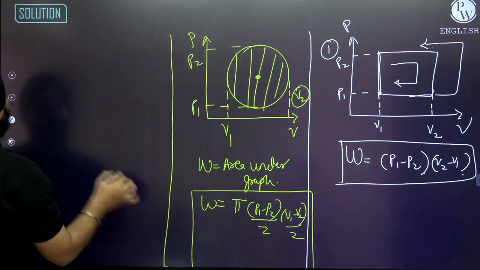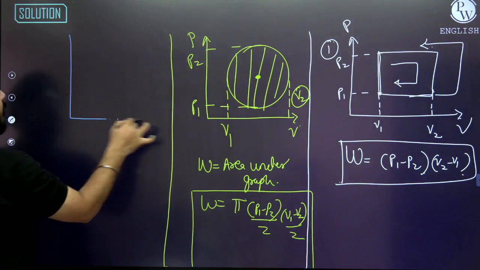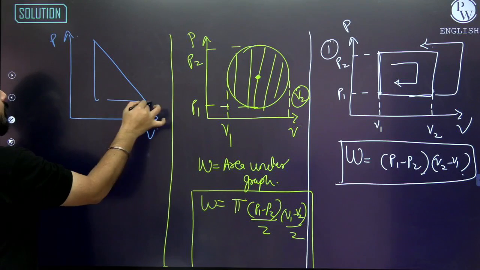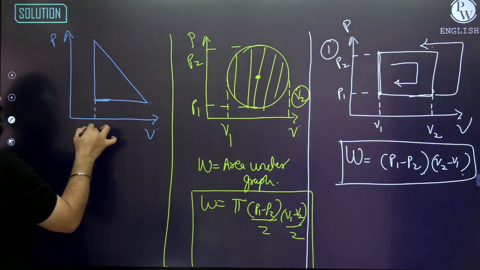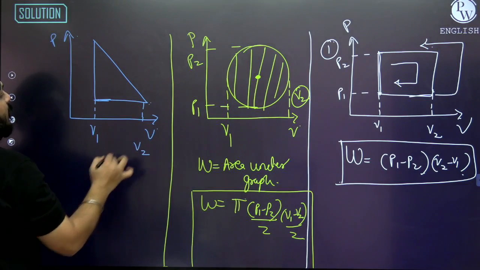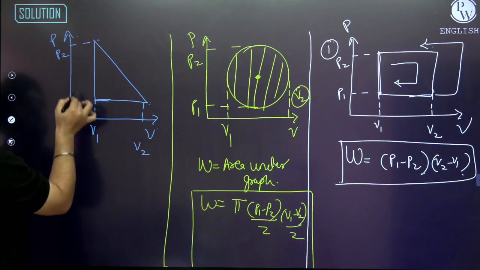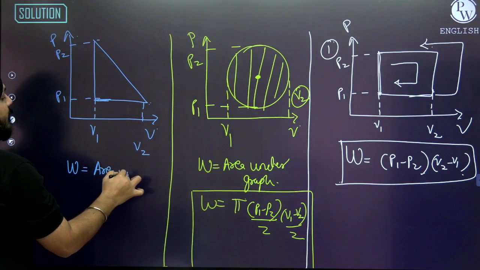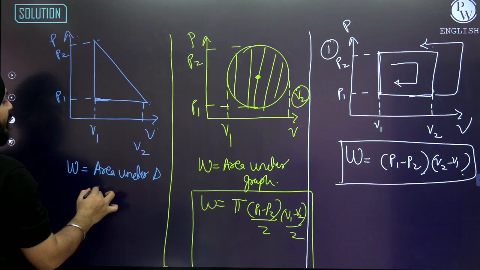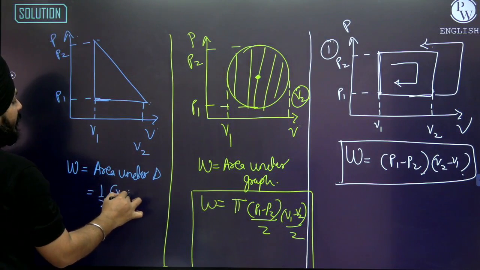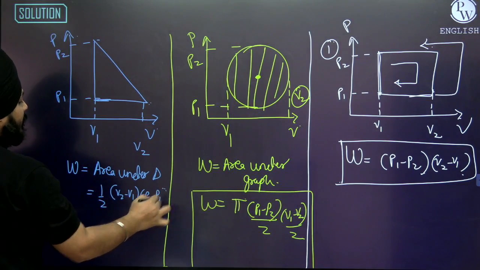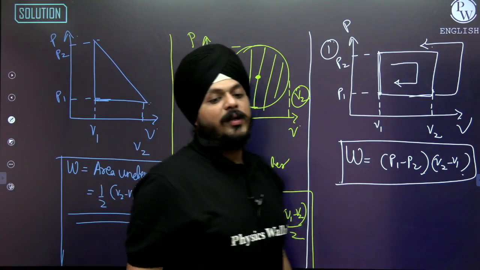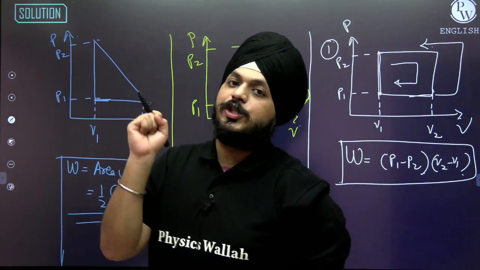Third shortcut, right. Suppose it is a triangle. Then again the work done will be the area under the triangle, half of it, so that will be equivalent to half times V2 minus V1 times the pressure difference. These are the three important shortcuts if it is directly mentioned in the question.